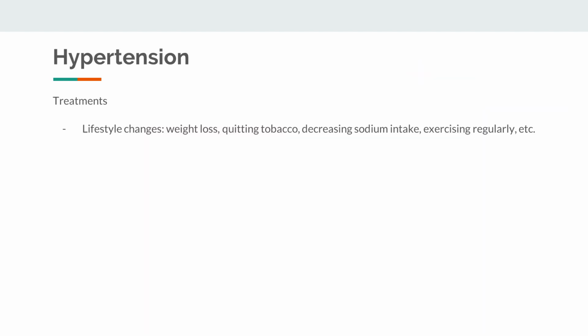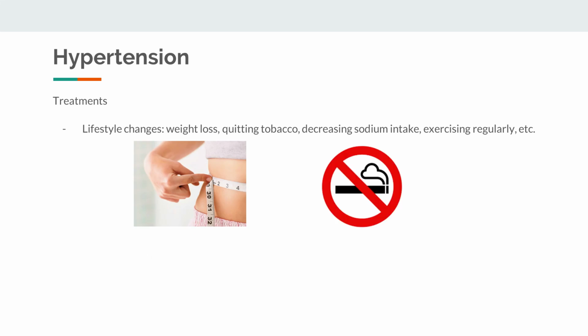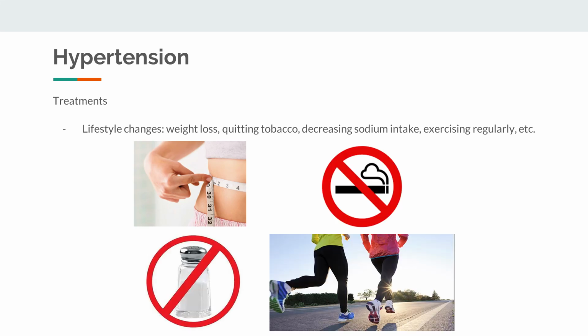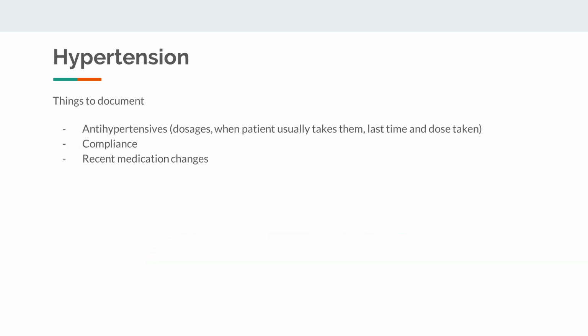Another treatment of hypertension is lifestyle changes. Losing weight, quitting tobacco use, decreasing sodium intake, and exercising regularly can all help in achieving lower blood pressure. When we see patients in the ED presenting with elevated blood pressure, it's important to document the names of their normal antihypertensives, dosages, and when the patient typically takes them. Also document when the patient last took their medications and whether or not they have been compliant.